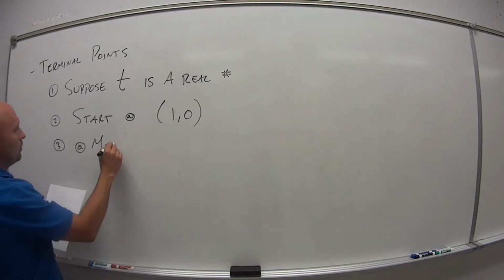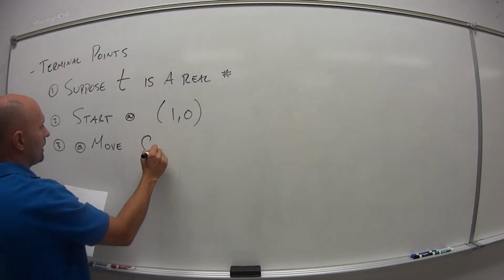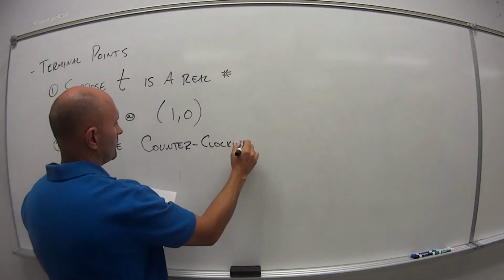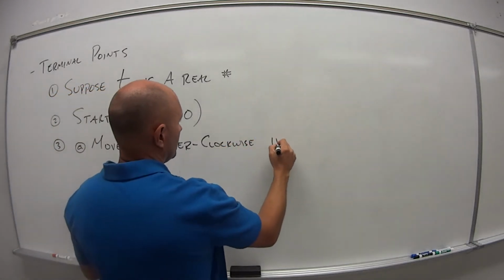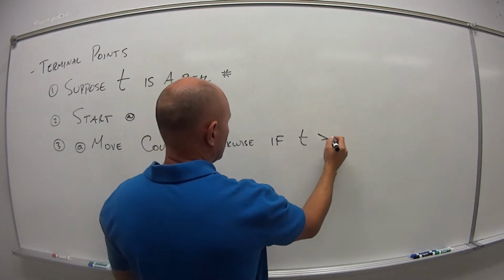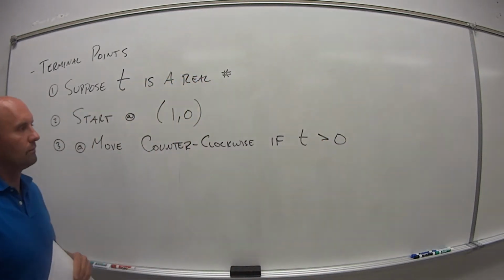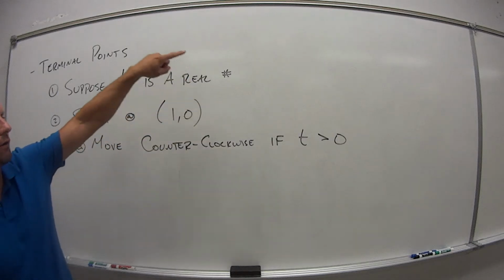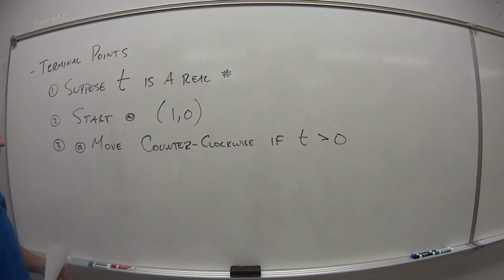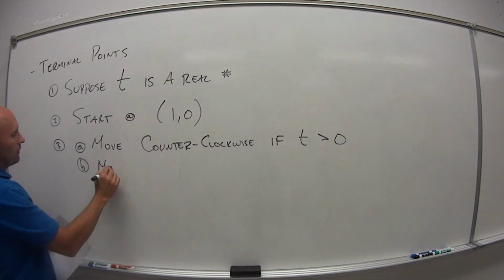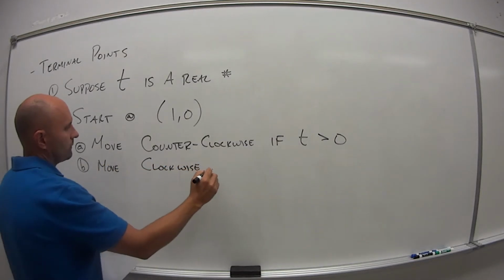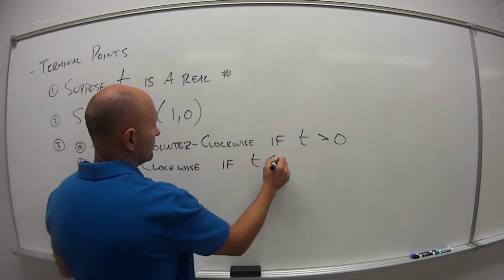First of all, we're going to move counterclockwise if t is greater than 0. So if our value is positive, we're going to move counterclockwise around the unit circle. 3b says that we're going to move clockwise if t is less than 0.